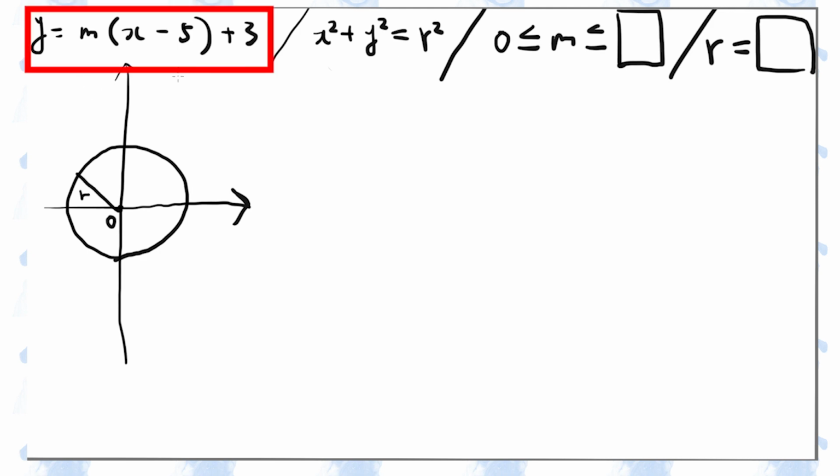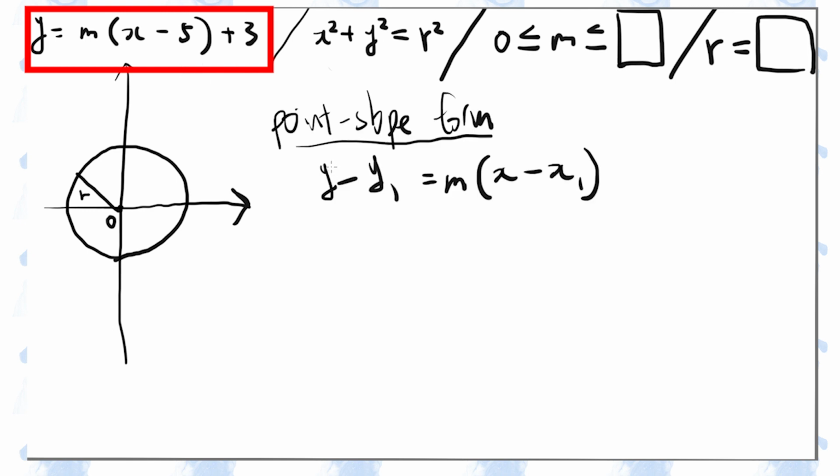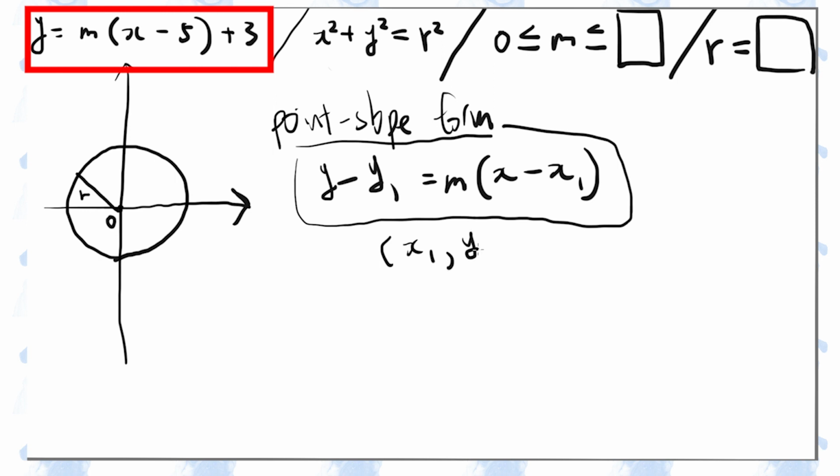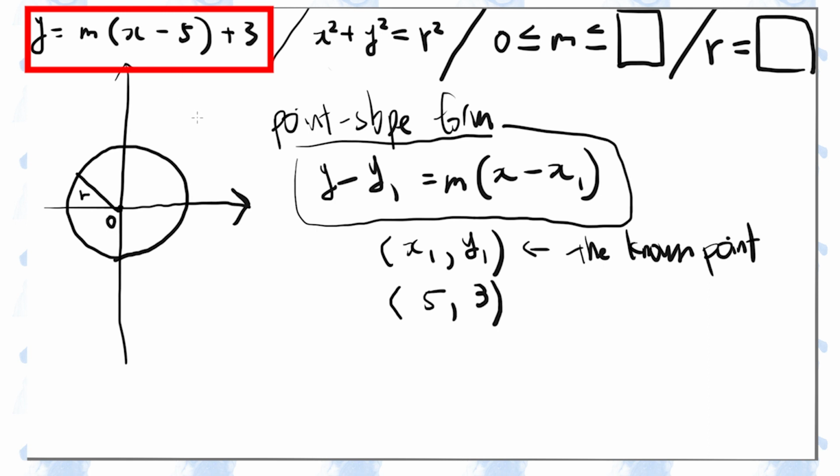Notice that this equation is in the point-slope form, which looks like this, and the point (x sub 1, y sub 1) is called the known point, and no matter what the value of m may be, this line will always go through the known point. So in this case, the known point is (5, 3). So this straight line will always go through the point (5, 3). But at this stage, we don't know where that point lies in relation to the circle.